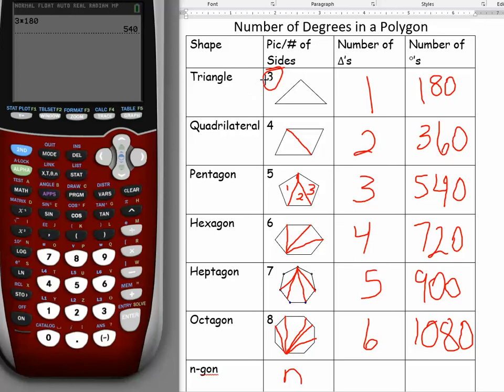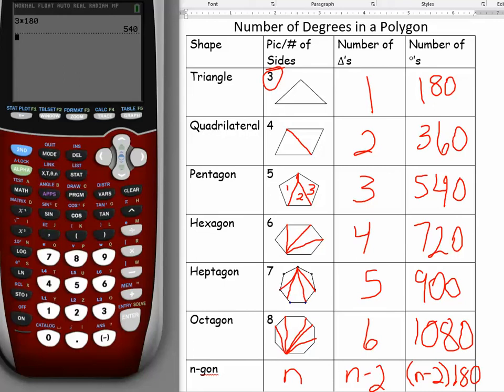Now, how did we get from n to the number of triangles? Well, I went from 3 to 1, 4 to 2, 5 to 3, 6 to 4. There's a pattern there. Every time, with the number of sides or the number of angles, all I did was subtract 2. So I've got n minus 2. And now to figure out the sum of the interior angles of a polygon, I have to take that n minus 2 and then multiply it by the number of degrees in a triangle, because it's the number of triangles times the number of degrees. So it's n minus 2 times 180. And there's our formula.